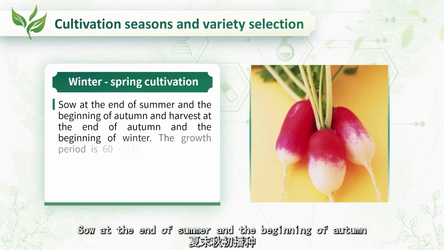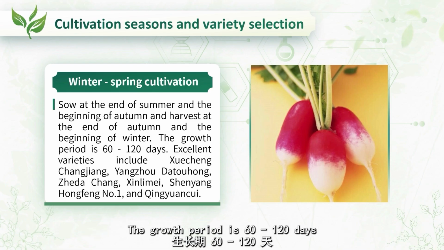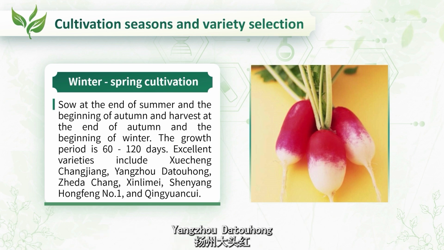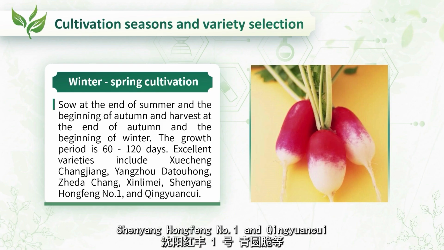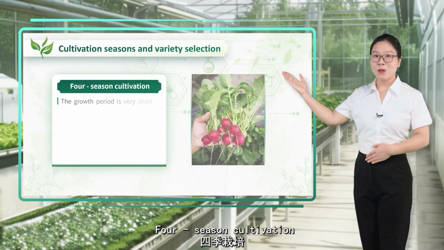Winter, spring cultivation. Sow at the end of summer and the beginning of autumn and harvest at the end of autumn and the beginning of winter. The growth period is 60-120 days. Excellent varieties include Suqing Changjiang, Yangzhou Datang, Zheidachang, Xinlamei, Shenyang Hongfeng No. 1, and Qingyuangui.